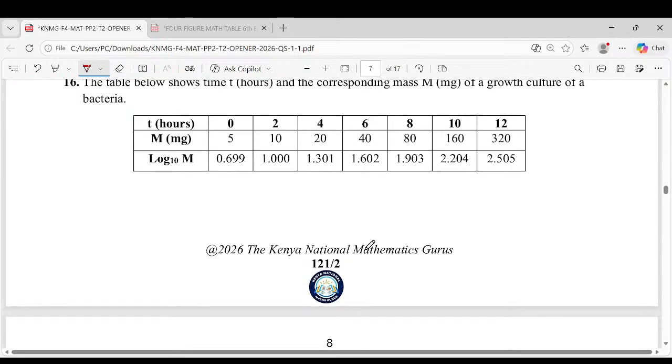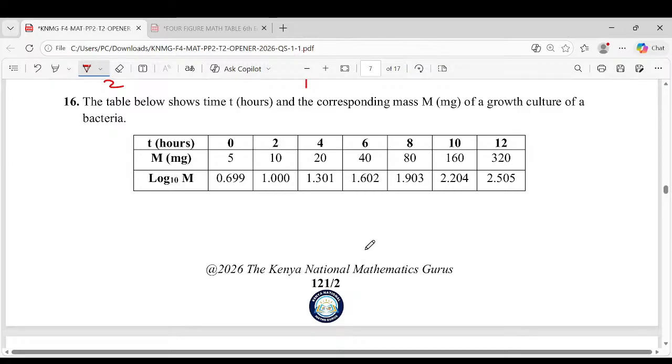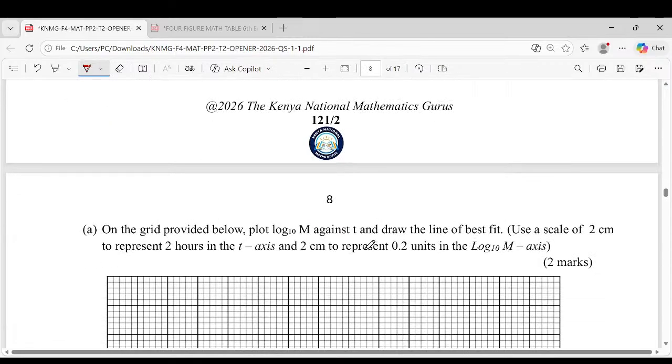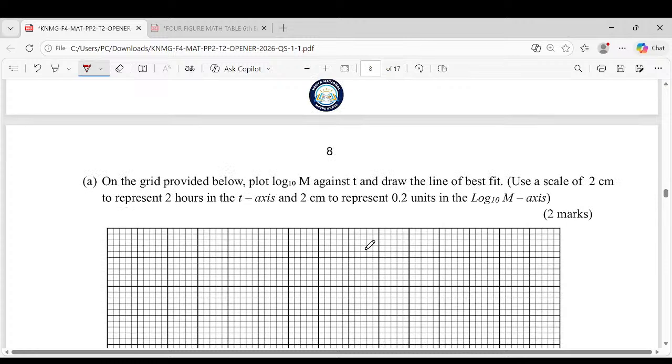Question number 16. The table below shows the time in hours and the corresponding mass in milligrams of a growth culture of bacteria. On the grid provided, plot log to base 10 of m against t and draw the line of best fit. Use a scale of 2 centimeters to represent 2 hours on the t-axis and 2 centimeters to represent 0.2 units on the log to base 10 of m axis.